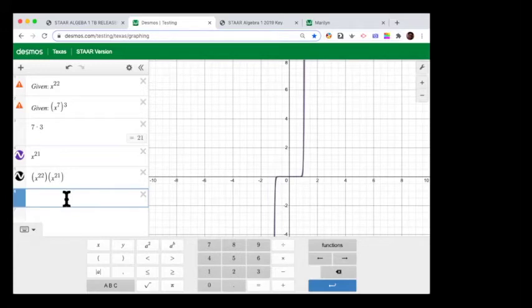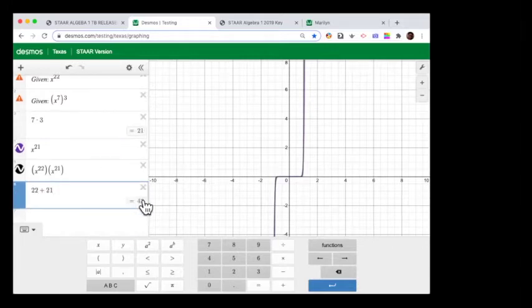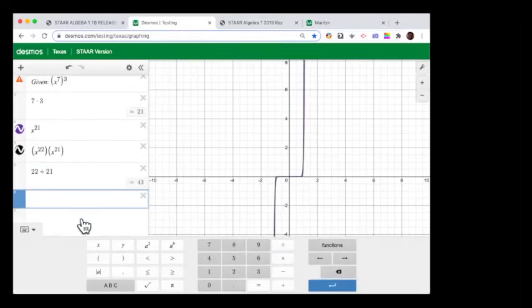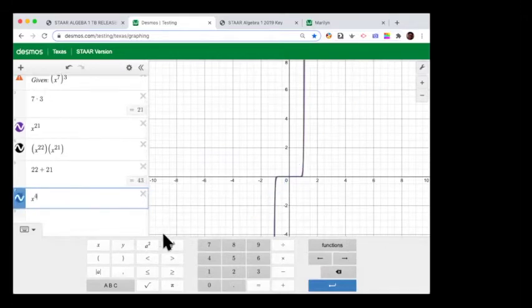So we have two like variables. An x is the same as an x. So we multiply the x by the x and we add up their exponents. So that would be a 22 added to a 21. Okay, and that 43 is the value of the exponent. So our final result is x raised to the power of 43.